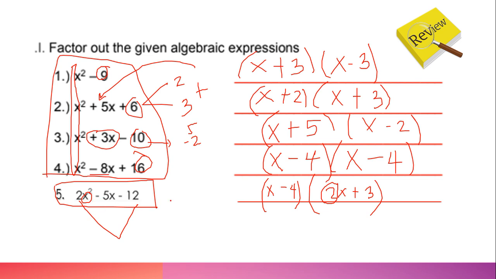Yung dulo at unahan, as you can see, is 2 and 12. So, if you're going to multiply 2 and 12, the answer is 24. Okay? Ngayon, hanap kayo ngayon ng factors ng 24 na kung saan yung factors niya is equivalent sa negative 5x. Answer? Ano yung magiging factors ng 24 na kung saan kapag pinag-add natin is equivalent sa negative 5? Answer.